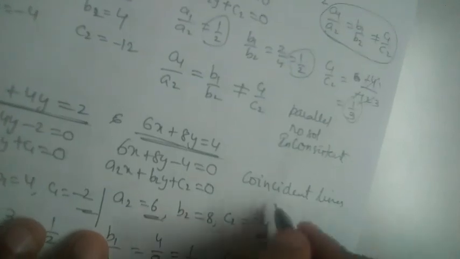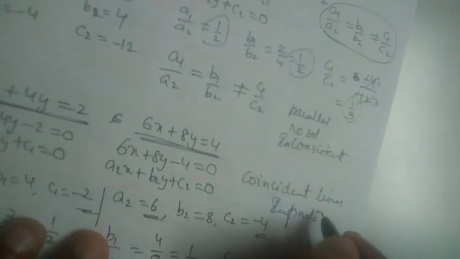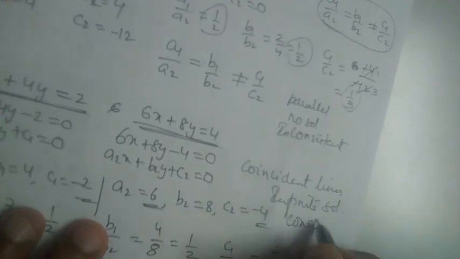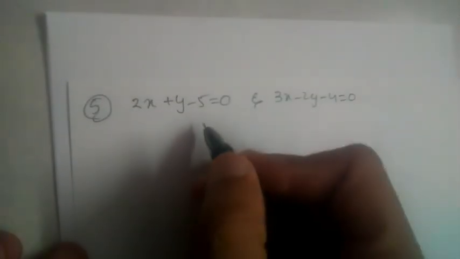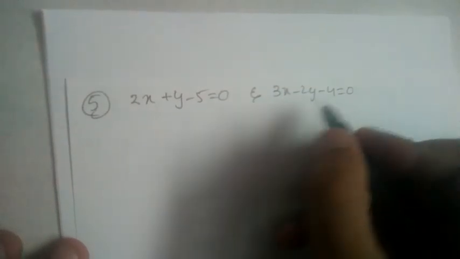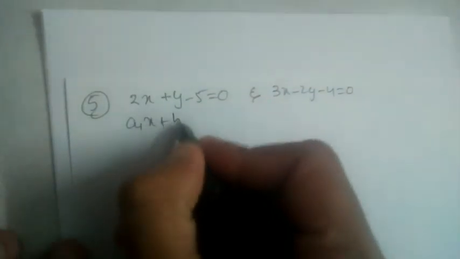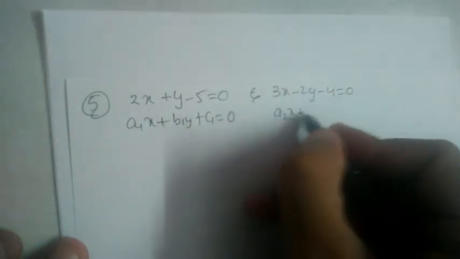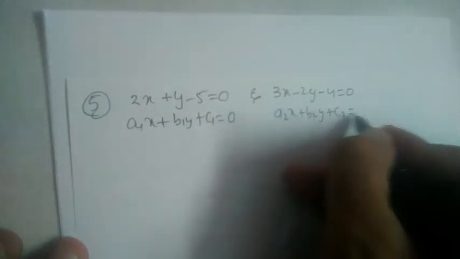right? How many solutions? Infinite solutions. Consistent or inconsistent? Consistent lines. All right, okay, and finally we have one question. 2x plus y minus 5 is equal to 0. 3x minus 2y minus 4 is equal to 0. a1x plus b1y plus c1 is equal to 0. And here a2x plus b2y plus c2 is equal to 0.